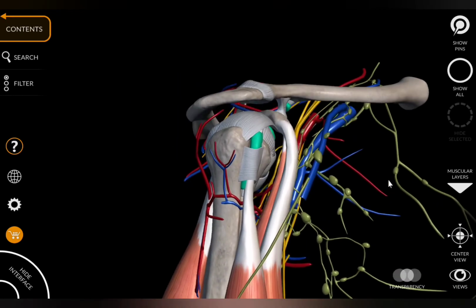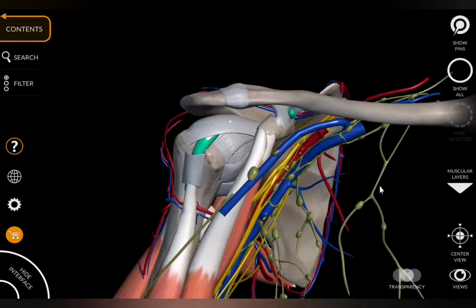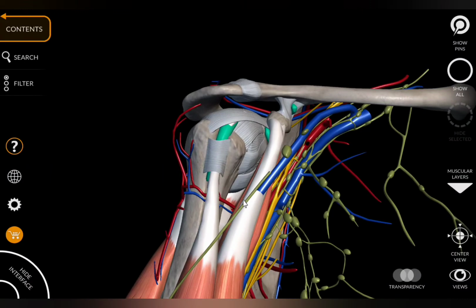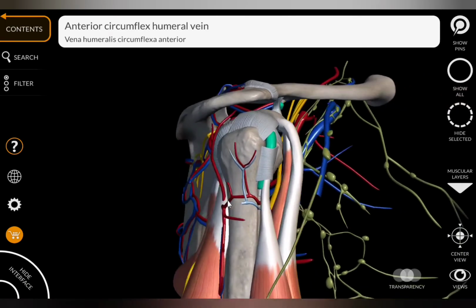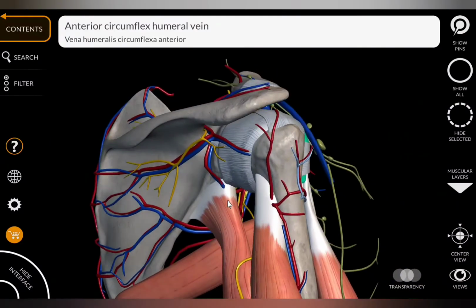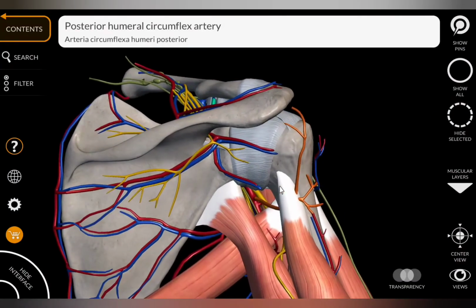Then coming to the vessels. What are all the vessels that lie under the cover of the deltoid muscle? You can see here the anterior circumflex humeral artery, and this is the anterior circumflex humeral vein. Both lie under the deltoid muscle. Then of course the posterior circumflex humeral artery and vein also lie under the cover of the deltoid.